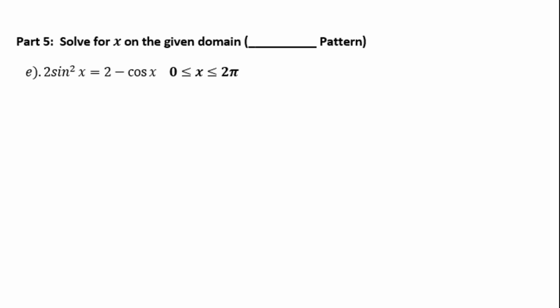Let's go to E. 2 sin square x equals 2 minus cosine x. X is greater than or equal to 0, less than or equal to 2 pi. This is a quadratic pattern. So try to get equal to 0. Before we do that, we make sure we have the same trig function. This is a sin square x. Here's a cosine x. Either you change sin square x into cosine square x or cosine x into sin x.